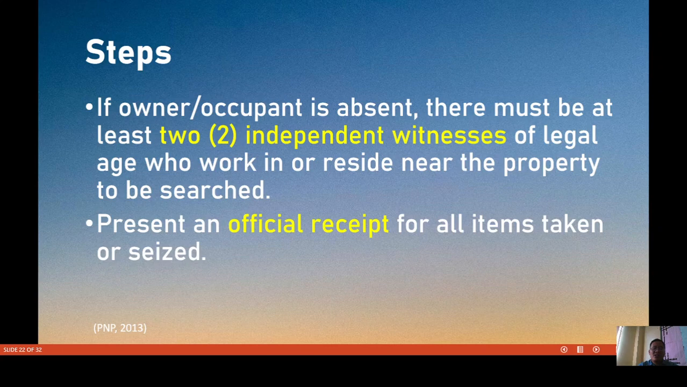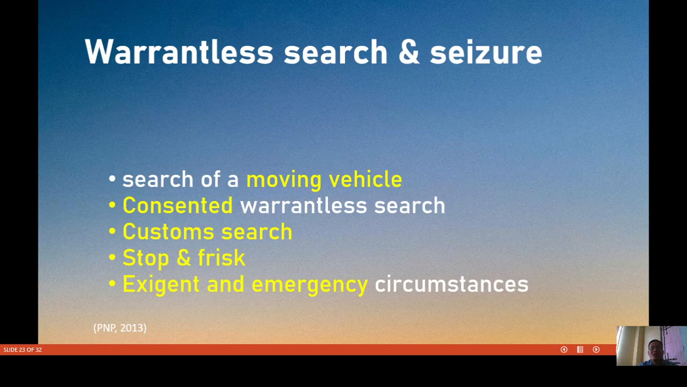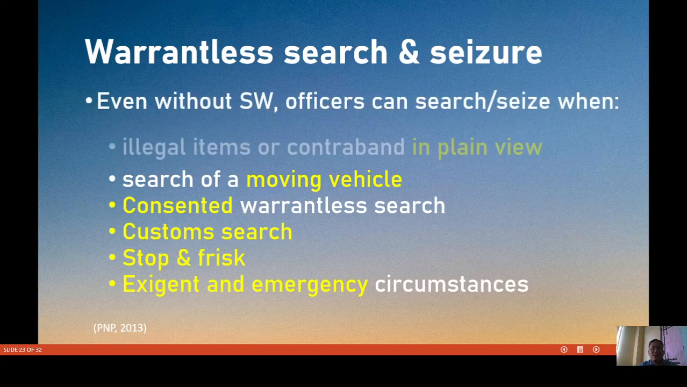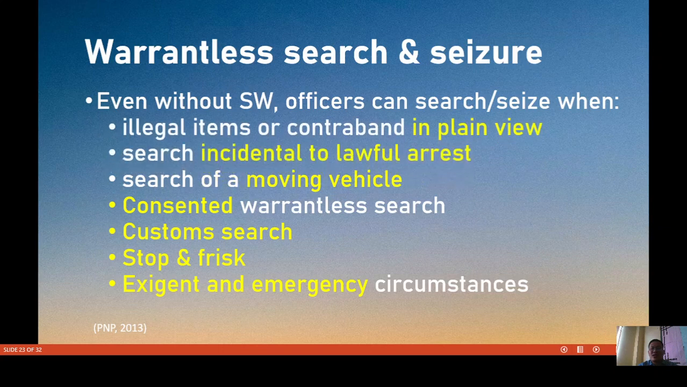Then present an official receipt for all items taken or seized to the owner or occupant or to the two witnesses. Then what are the instances of search without warrant? The officers can search and seize without a warrant when there are illegal items or contraband in plain view.